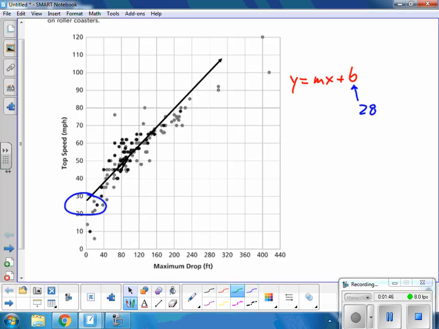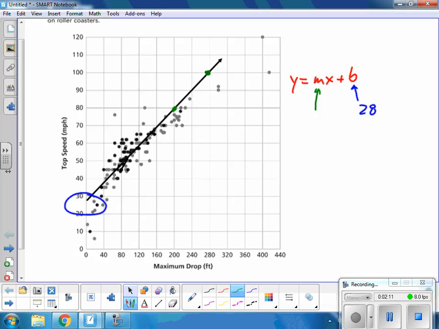And for my slope, my m, I need to find a couple of points. This happens to go through here, and it happens to go through up here. I'm going to use these two points. Now notice neither of these points that I've drawn are actually data points. There's no data on these, but what they do show me is where my line is, and that's what I want to work with.